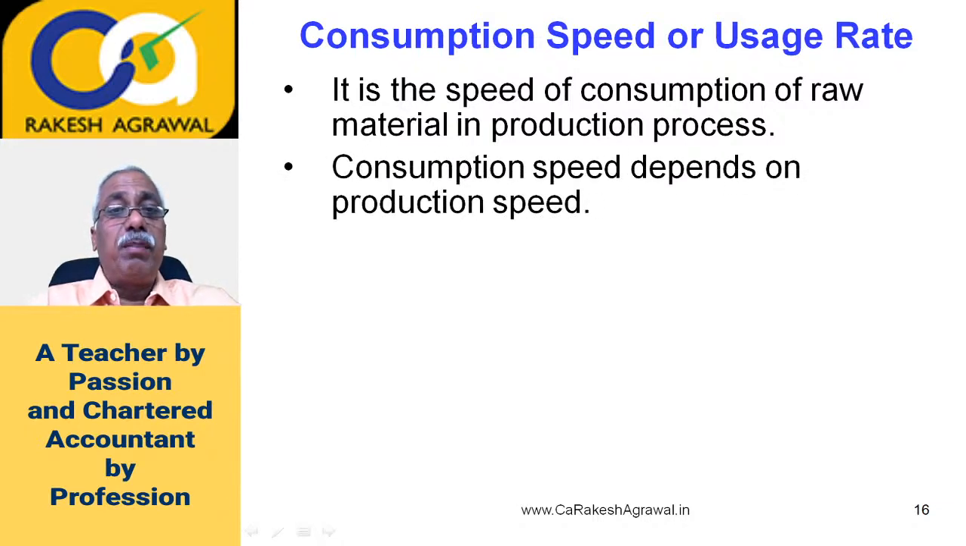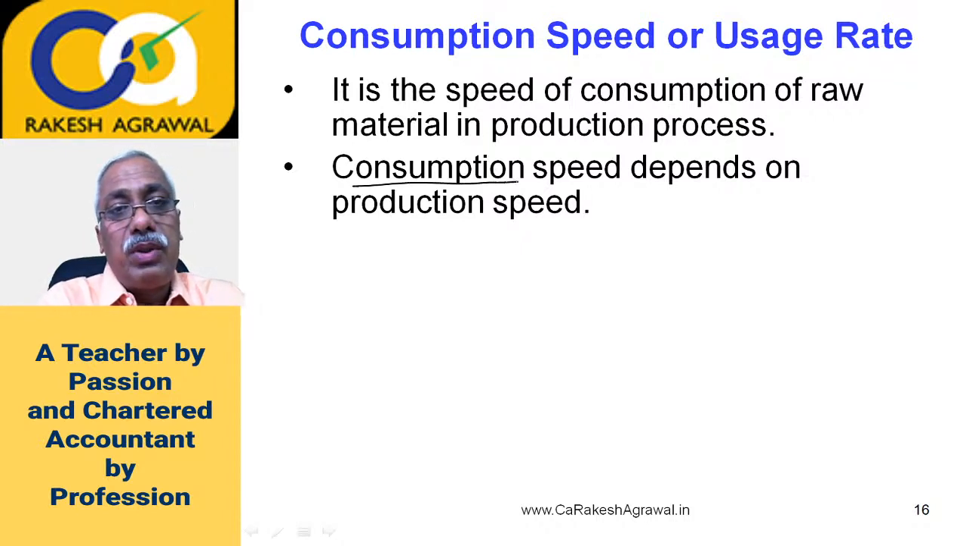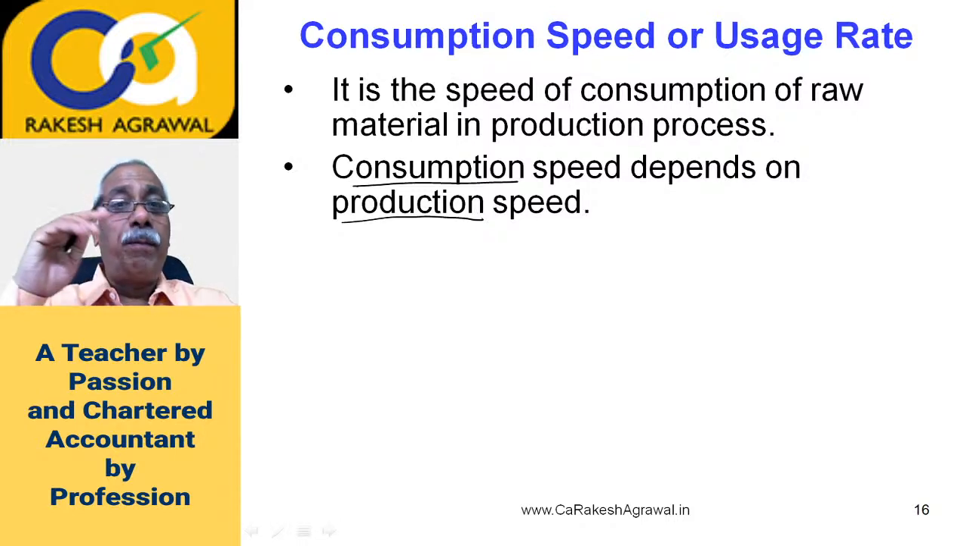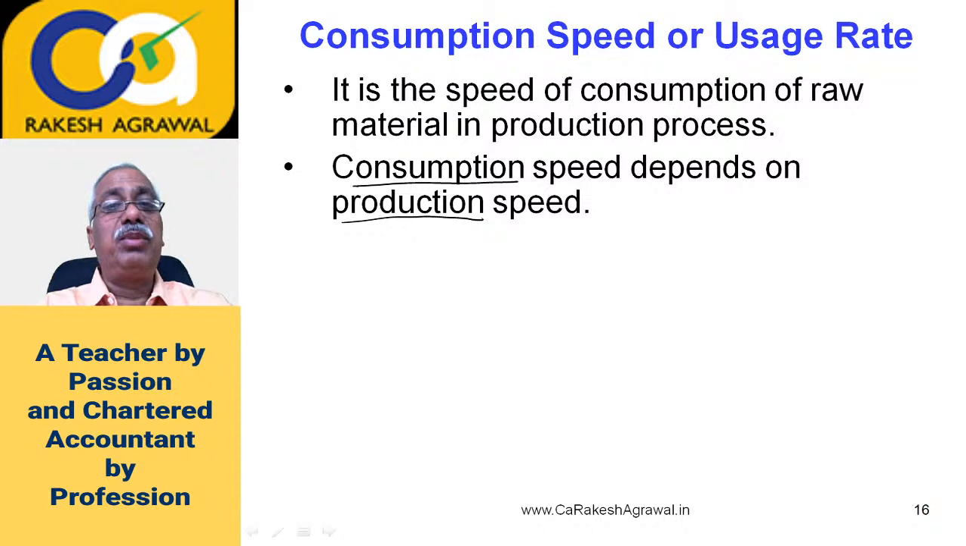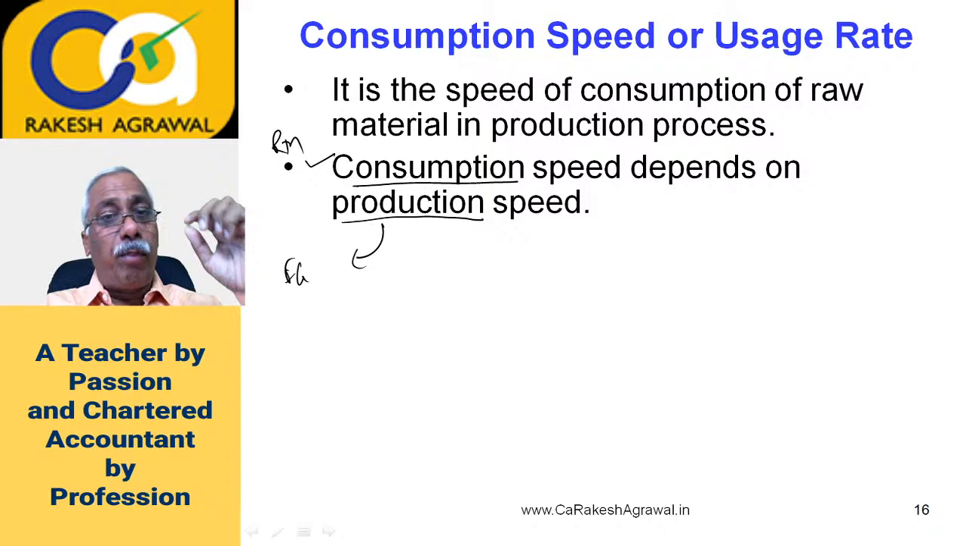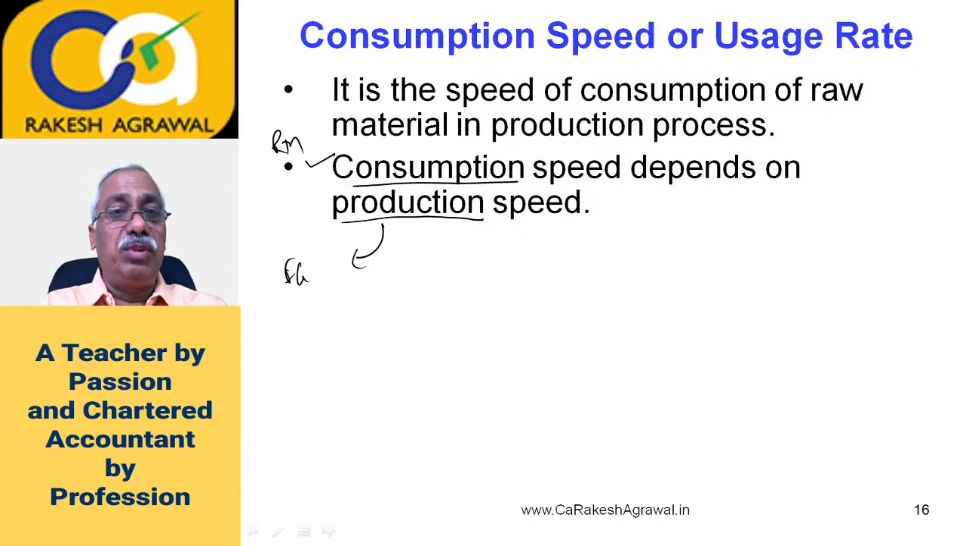Consumption speed depends upon production speed. Naturally, how much raw material you will consume depends upon how many finished goods you are producing. If the production of finished goods is higher, consumption of raw material is naturally higher. Like in our family, if the number of family members are higher, the consumption of food grains will be higher. If number of family members are lower, the consumption will be lower. So consumption is always of raw material and production is always of finished goods. But production of finished goods decides the consumption, right?